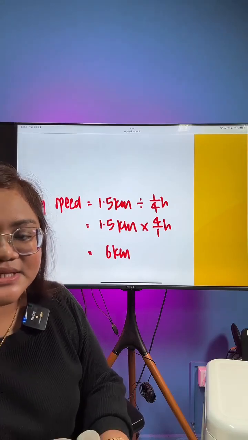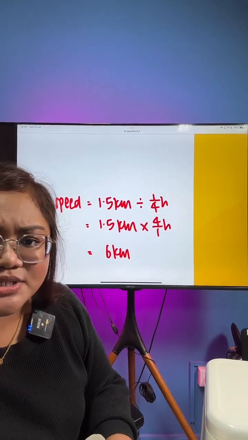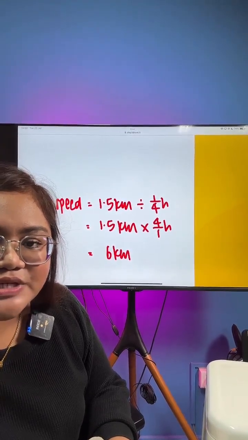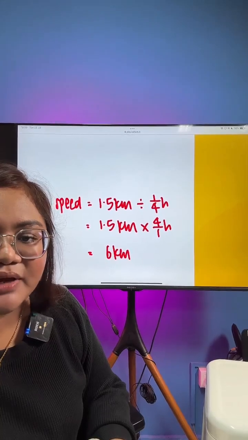1,500 divided by 60 doesn't quite give you the same answer, which is 6, does it? I don't think so. So Mika, no, your answer is not right.